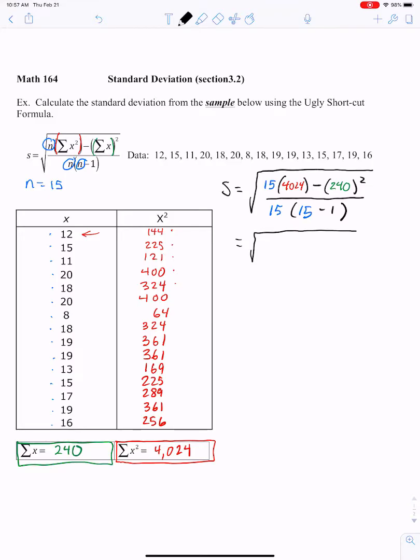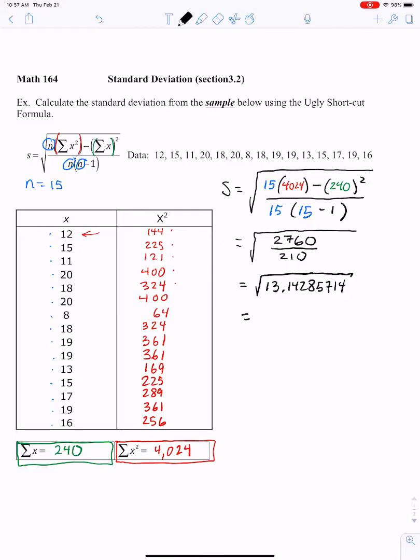So the numerator is 2760. And divided by 15 times 14. 15 times 14 is 210. So 2,760 divided by 210, order of operations, we would do that next. And that is the square root of 13.1428, and it goes on forever, 5714. I will continue to write that.